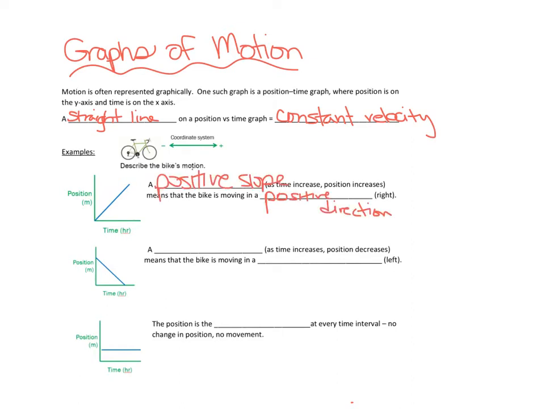So if my graph has a positive slope, that means that I am moving in a positive direction. And actually, similar thing, if you have a negative slope on your graph, that means you're moving in a negative direction. In this case, it doesn't mean that the bike is going backwards, although it certainly could. It just means that the bike is going in the leftward direction. And if you look at this last example, you'll notice that the position is unchanged. This means that the bike is not moving because the position is the same at every interval.